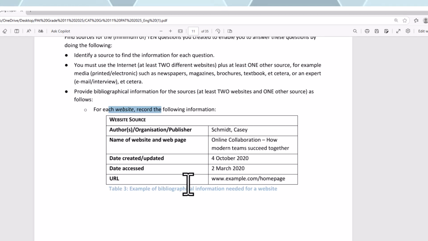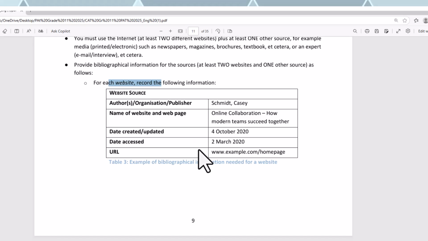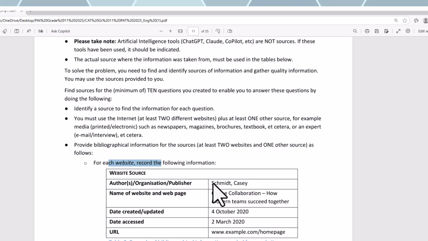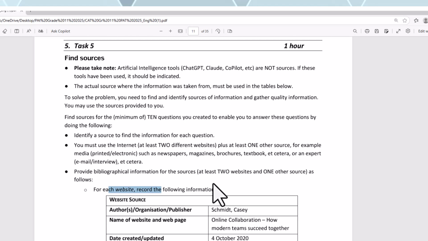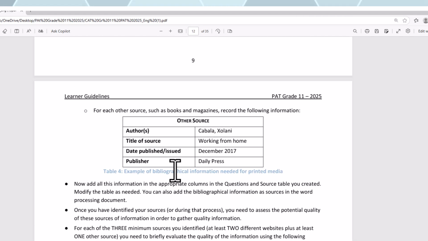Now you think to yourself, must I create this table for 10 questions? Yes. I don't like the minimum. I've always said to my learners, let's acknowledge people and find sources for the minimum of 10 questions you've created. It also says identify a source to find the information for each question. You must use the internet, at least 2 different websites, plus at least 1 other source. Please take some time and read through this carefully. Again, I'm guiding.